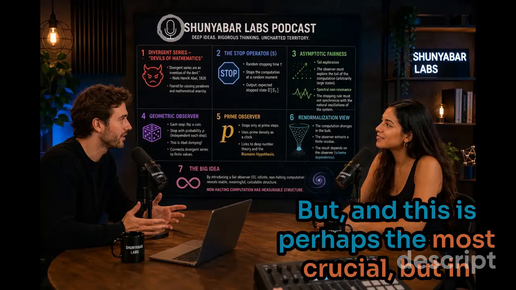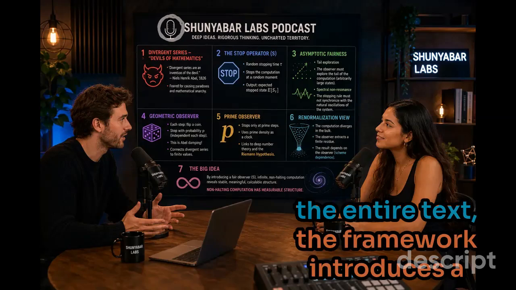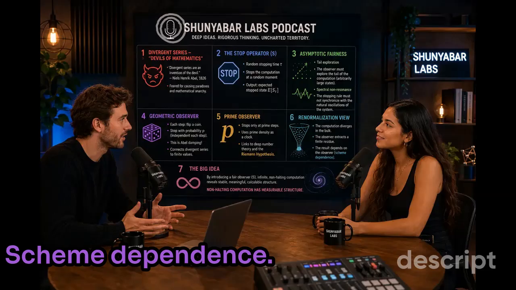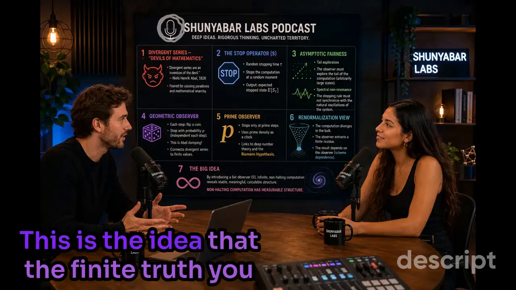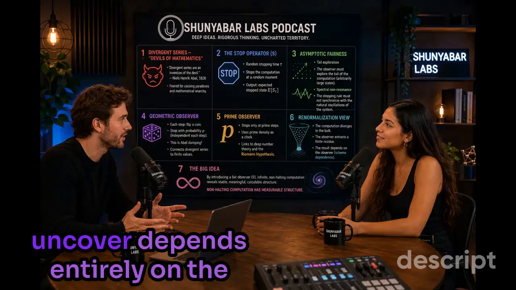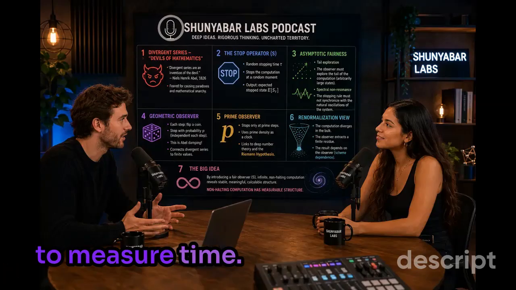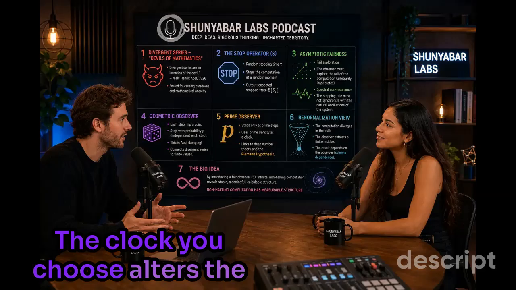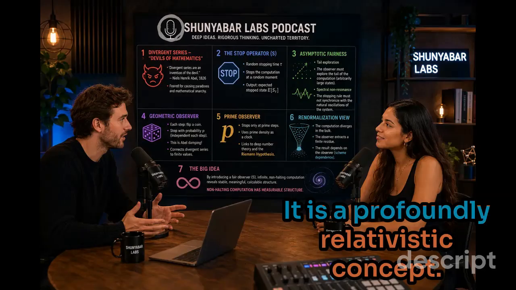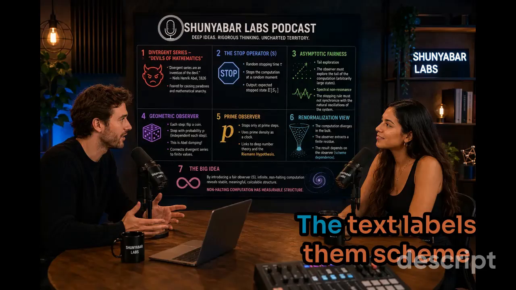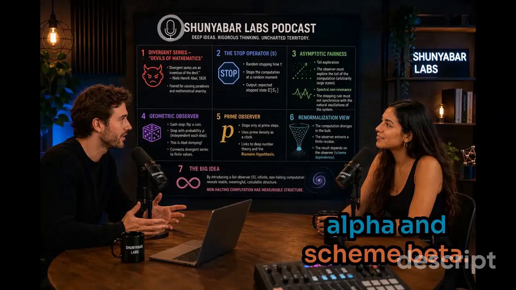But, and this is perhaps the most crucial but in the entire text, the framework introduces a phenomenon called scheme dependence. Scheme dependence. This is the idea that the finite truth you uncover depends entirely on the coordinate system your observer is using to measure time. The clock you choose alters the reality you find. It is a profoundly relativistic concept. Let's explore exactly how this works by comparing two different observer schemes. The text labels them scheme alpha and scheme beta.